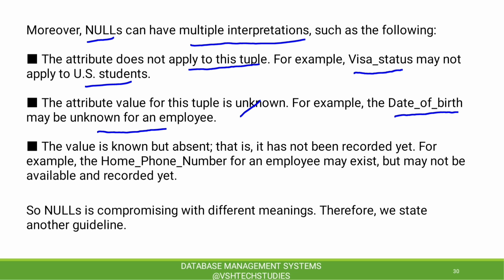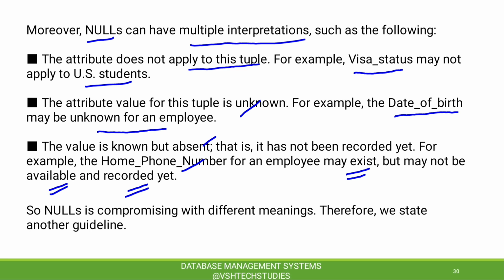For an employee, if it is not known, then a null value will be entered. So here the null value doesn't mean that it is not applicable. It is applicable, but it is not known now. So this is the second meaning. Then the third one: the value is known, but at present not available. For example, if you take the home phone number for an employee, it may exist or may not exist. That only is not known. But even if it exists now, that value is not available and hence it is not recorded. So here the null value indicates whether that attribute value exists or does not exist, we don't know.